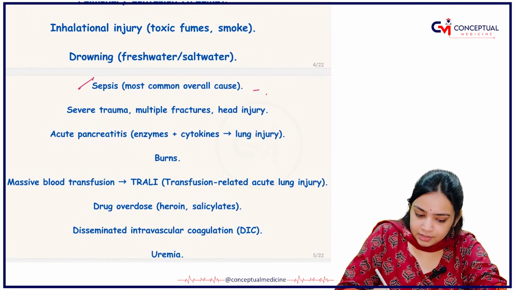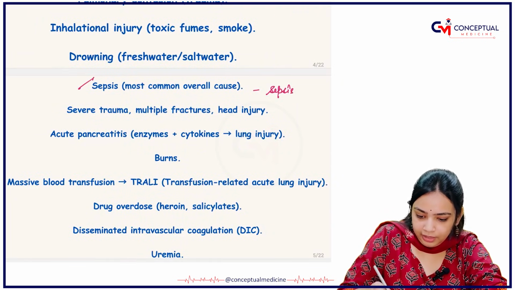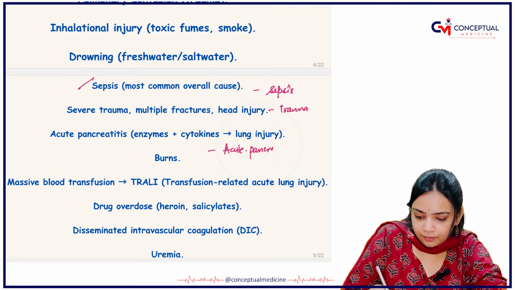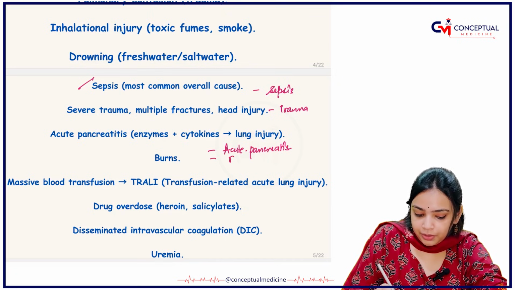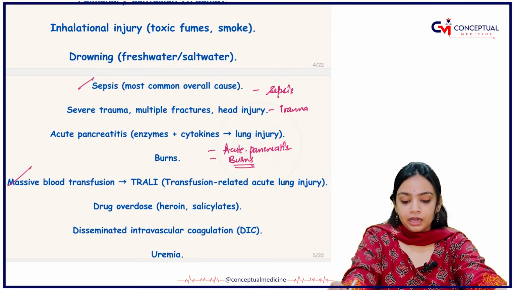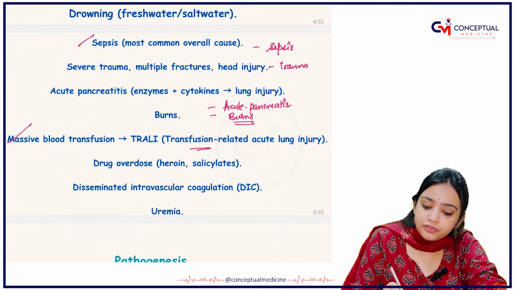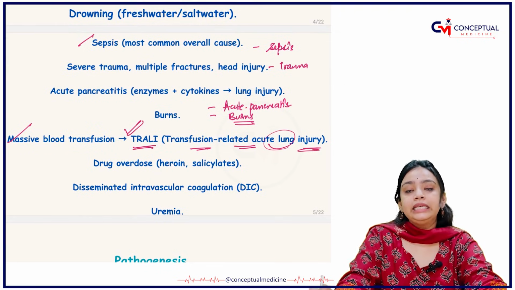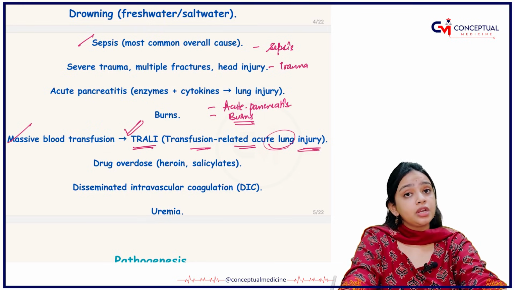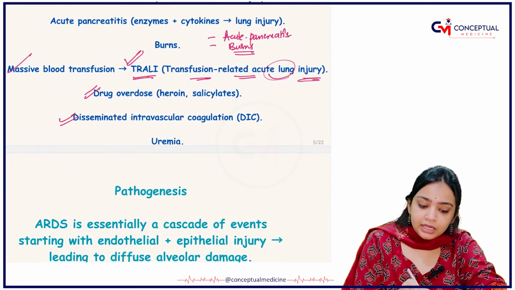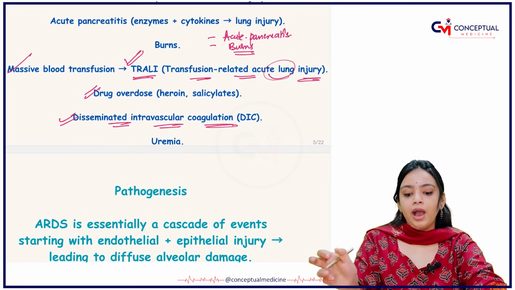There can be sepsis. There can be trauma and acute pancreatitis. Burns. If there is a massive blood transfusion, there occurs transfusion related acute lung injury, that is TRALI, and this you will read in your surgery lectures very beautifully. There can be drug overdose or there can be disseminated intravascular coagulation.